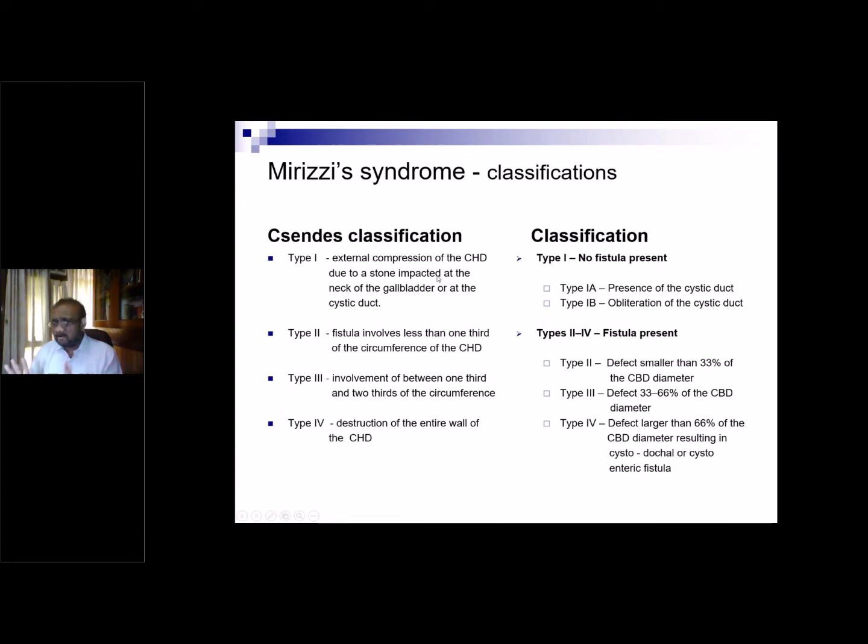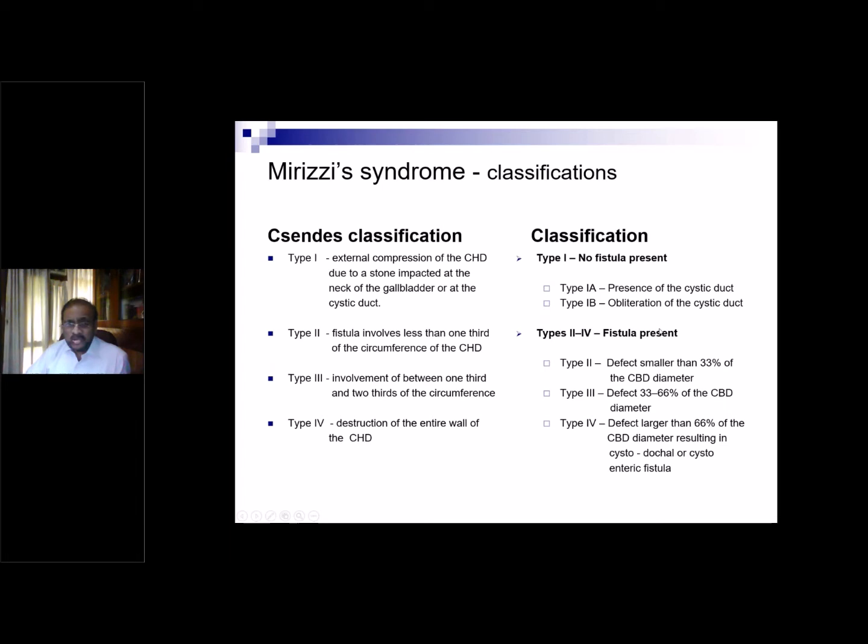So that is basically a spectrum of disease that varies from extrinsic compression to a cholecystobiliary fistula. There are a number of classifications, but one which you can stick to is either Csendes' classification or a classification which is basically a fistula classification, much easier to remember. Type 1 is no fistula, type 2 to 4 fistula. Simple. Type 1A, presence of a cystic duct, 1B, obliteration of the cystic duct. See, no fistula at this point.